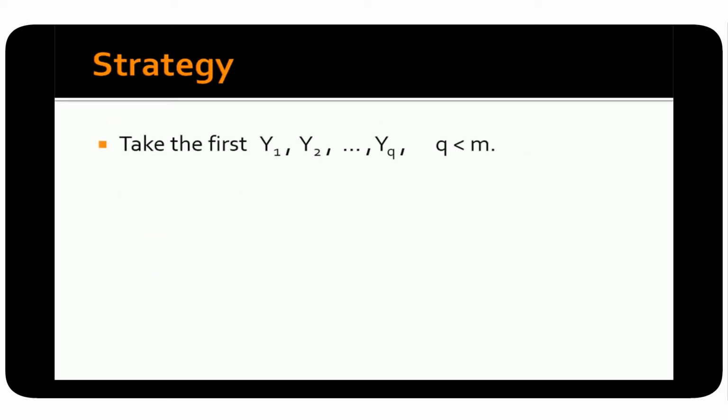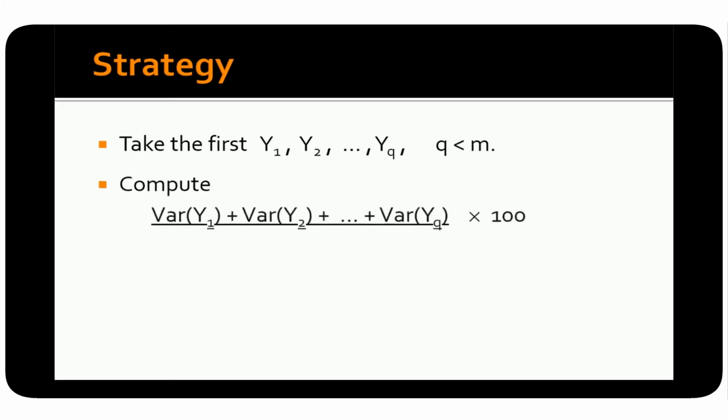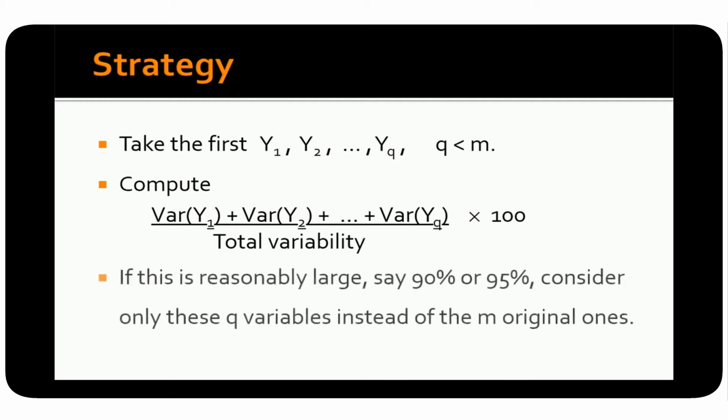Now, how does this help us? What we do here is that we first take, say, q of the m y's. So, we will look at y1, y2, ..., yq, and we find out the percentage of the total variability explained by y1, y2, ..., yq. This proportion we can always find out. And we can see that if this is large, then we will consider the q variables only.